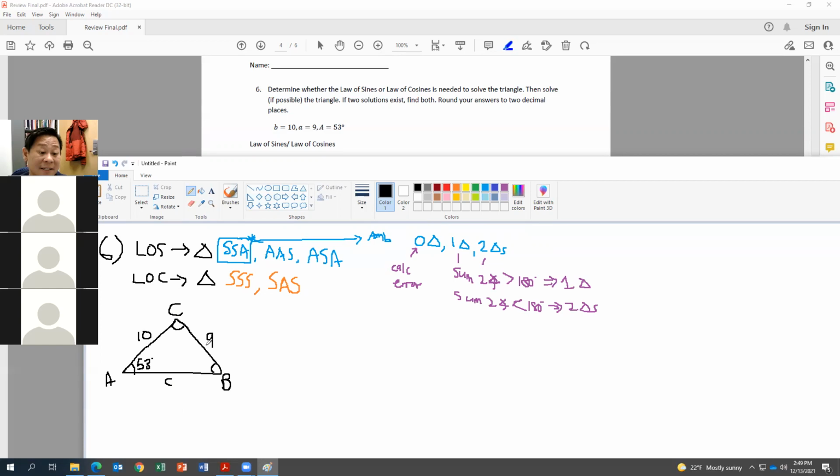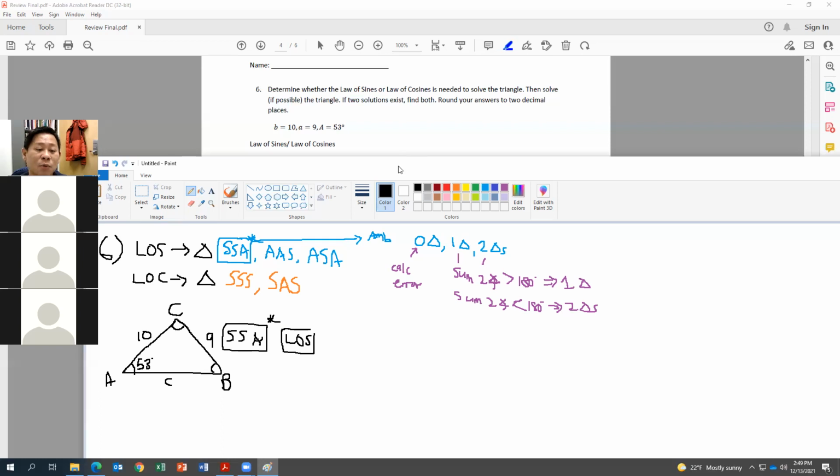Side angle. This is a side-side-angle case because I give you two sides and an angle. This is an SSA. So what law are we using here? Law of sines. Yep. And don't forget, this is an ambiguous case, meaning you can have what? Zero, one, or two triangles.